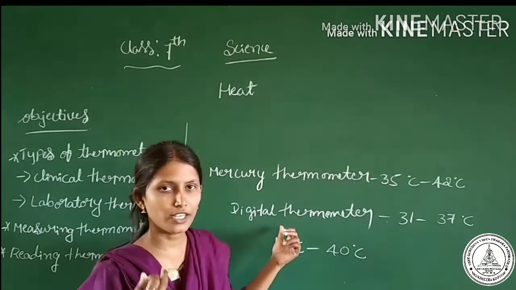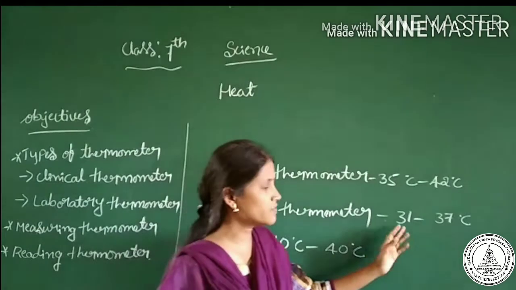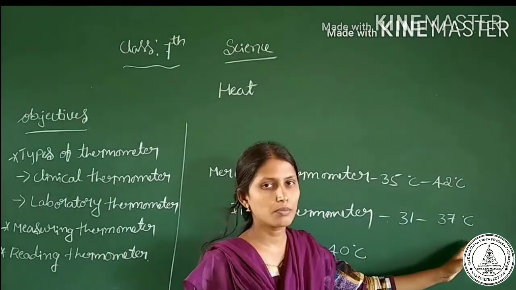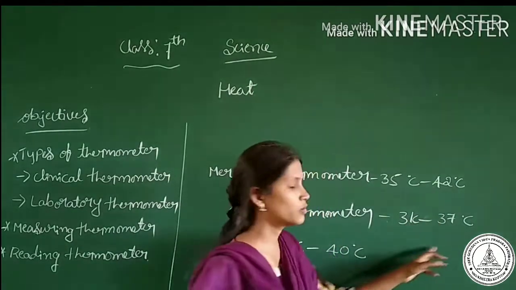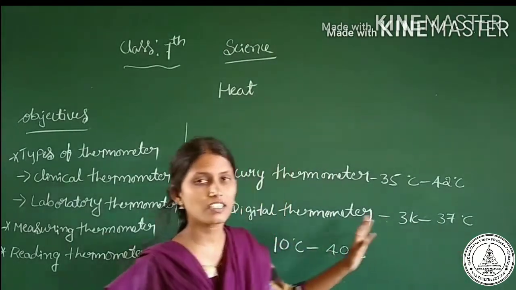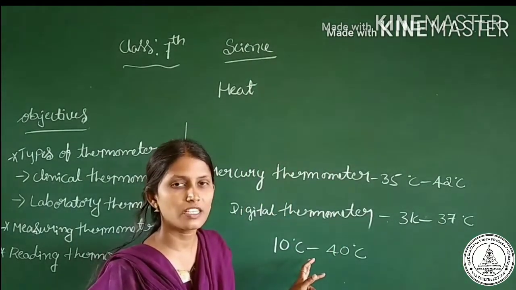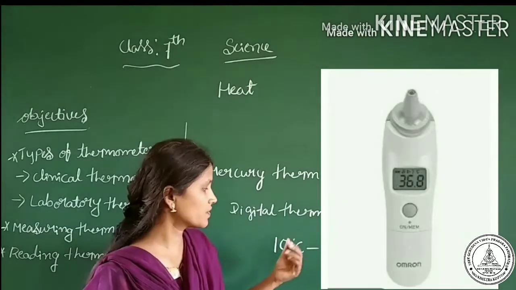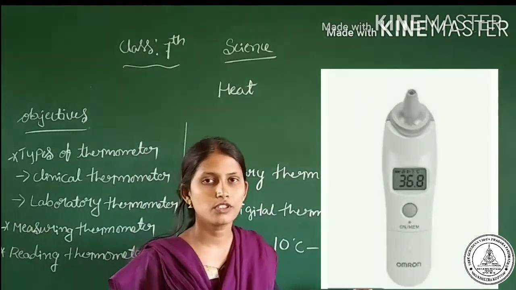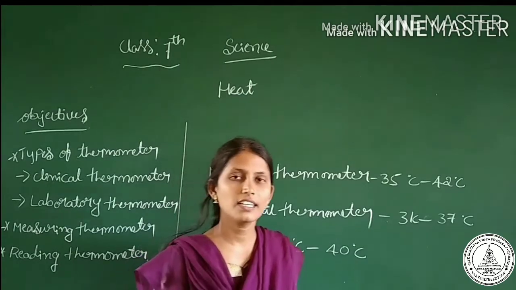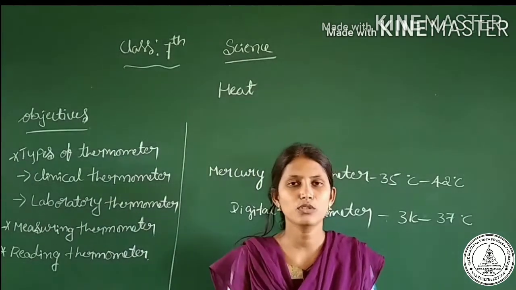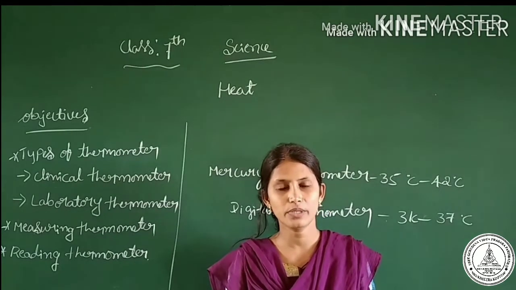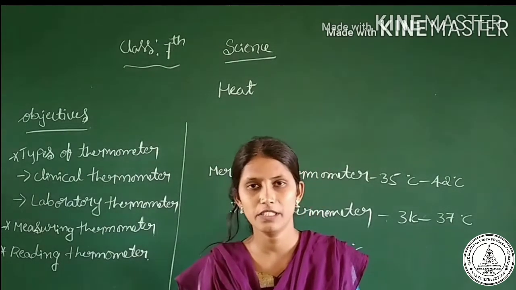Here, the forehead thermometer has a range from 31 degrees Celsius up to 37 degrees Celsius. Next, the picture: this is the ear thermometer. The ear thermometer range is from 10 degrees Celsius up to 40 degrees Celsius. Like that, there are different varieties of thermometers available, and by using them we measure the body temperature of humans and animals also.